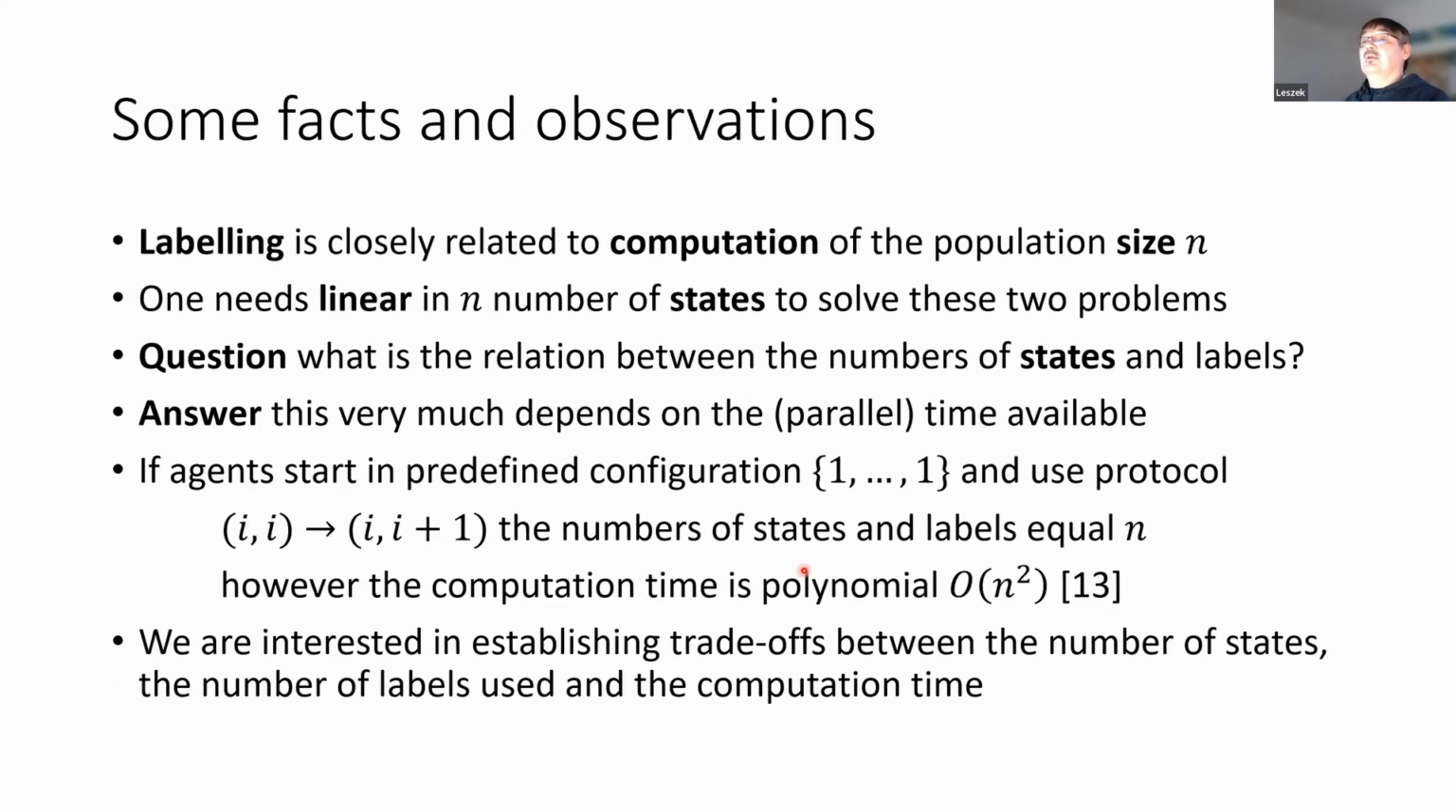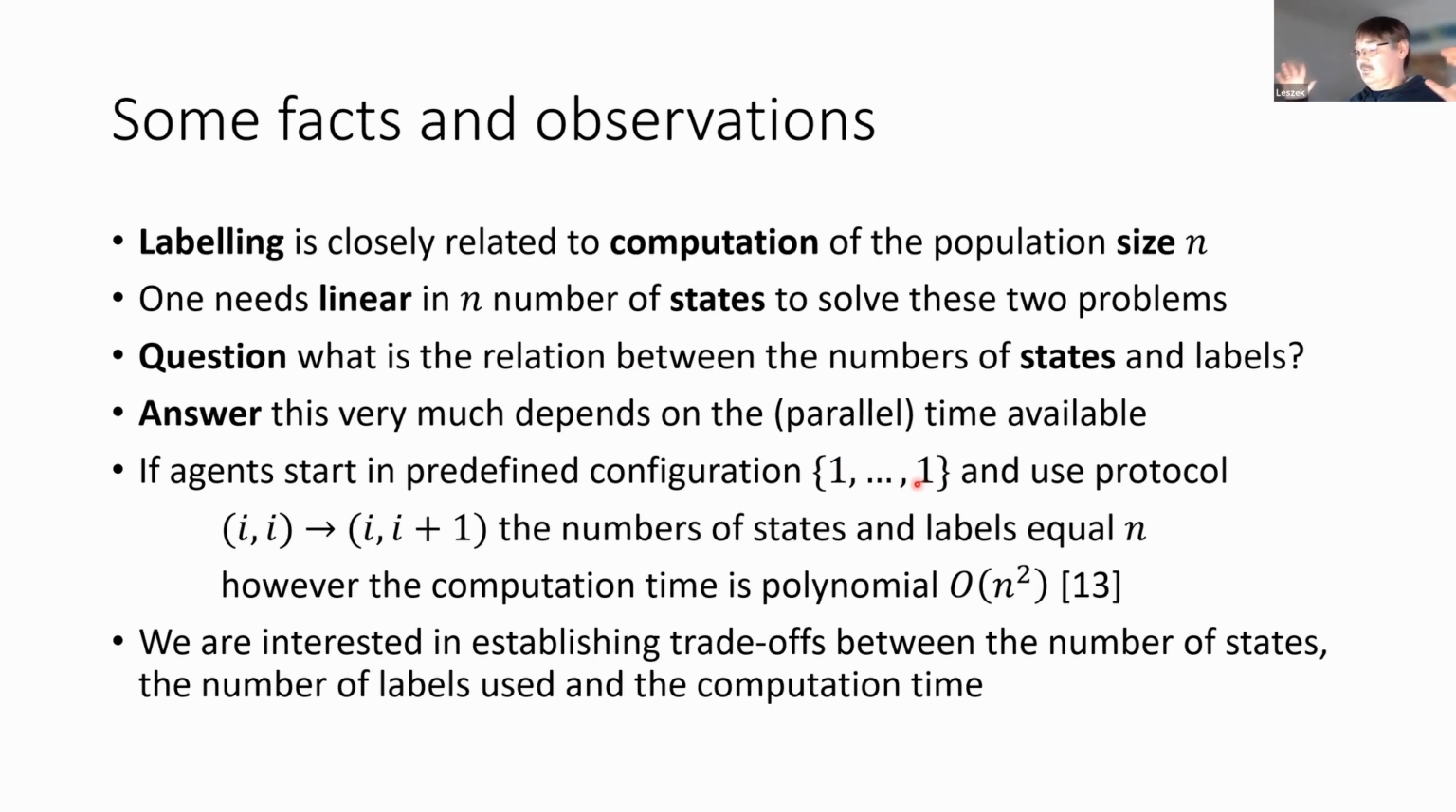Labeling is not really that much different from computation of the size of the network, and it requires a linear number of states. What we try to answer in this paper is the relationship between the number of states and the number of labels. The answer is probably obvious: it all depends on how much time you have, because if you have plenty of time, this n squared parallel time, then a simple procedure does the job.